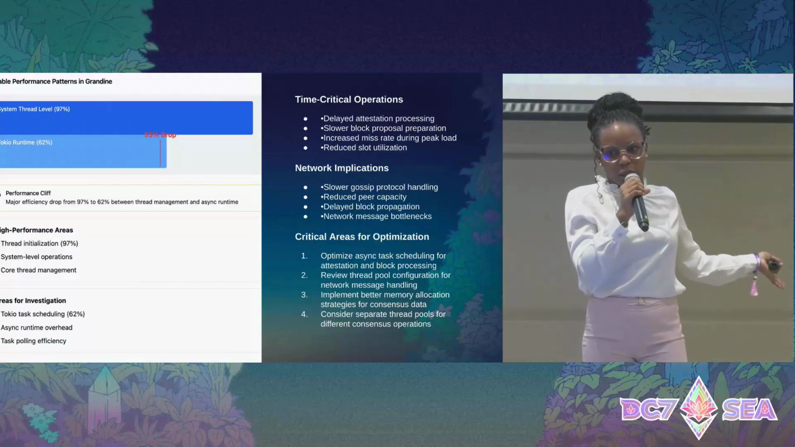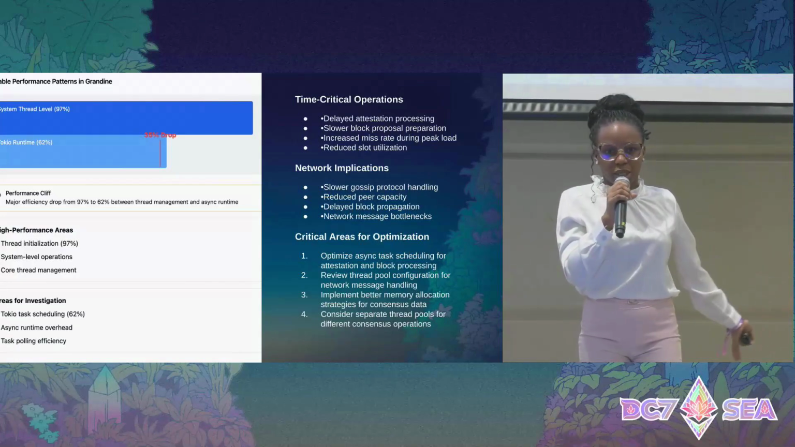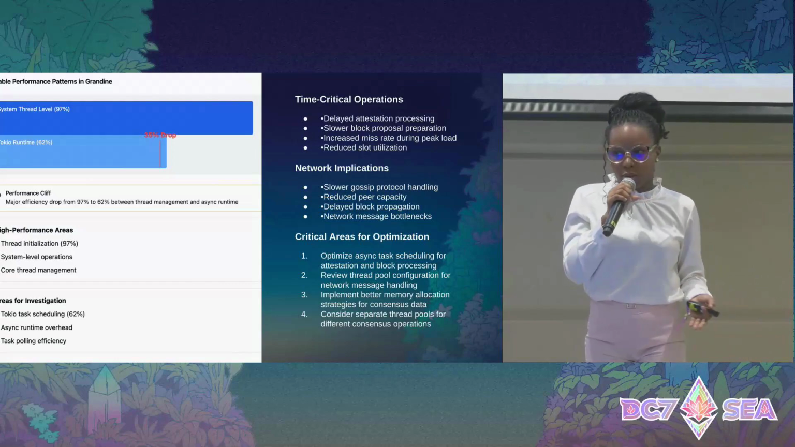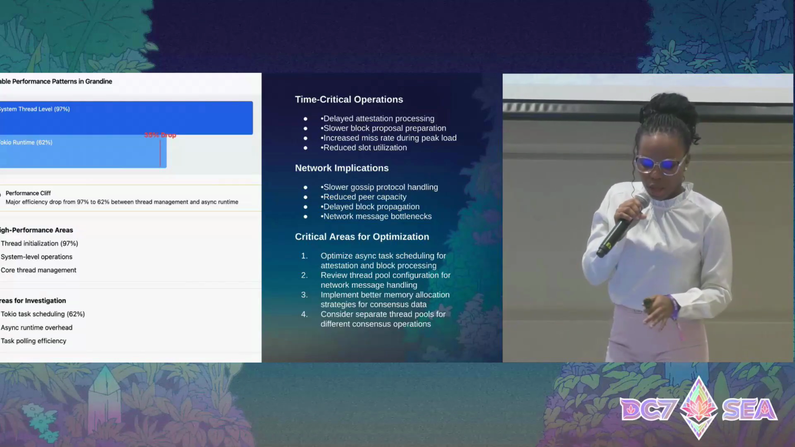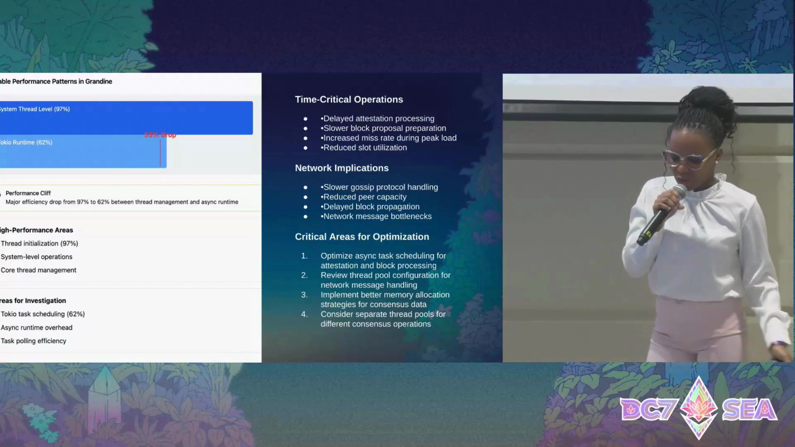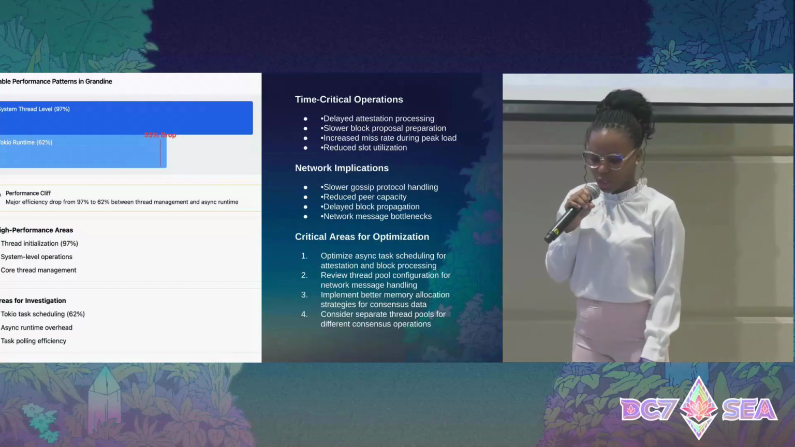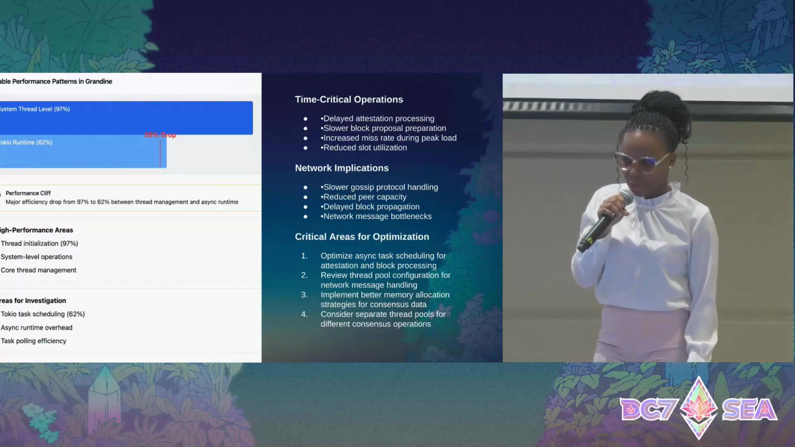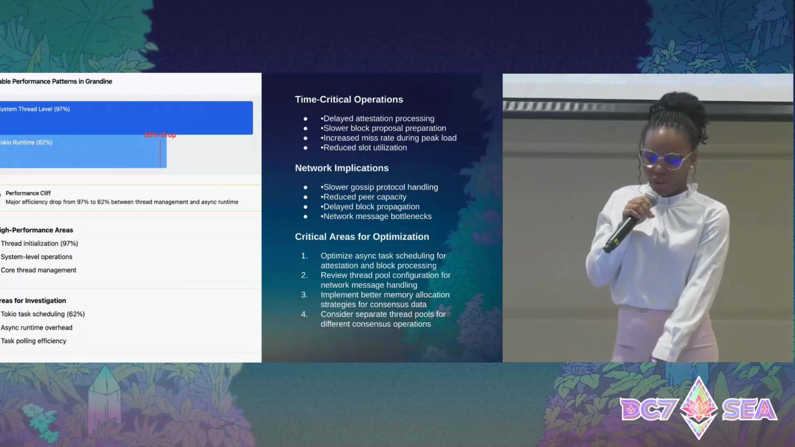So, areas of investigation. A disclaimer: this is a research project, because so many things can change and I might be wrong in some cases. The areas of investigation for me are the Tokio task scheduling, which is at 62%, and then the async runtime overhead and the stack profiling efficiency.